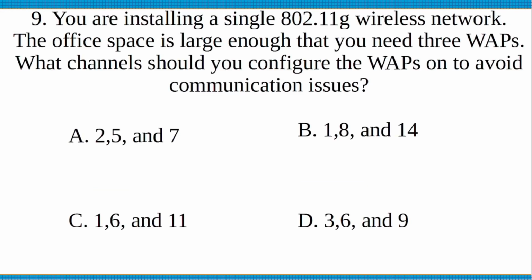Number 9. You are installing a single 802.11g wireless network. The office space is large enough that you need 3 WAPs, wireless access points. What channels should you configure the wireless access points on to avoid communication issues? A. 2, 5, and 7. B. 1, 8, and 14. C. 1, 6, and 11. D. 3, 6, and 9.